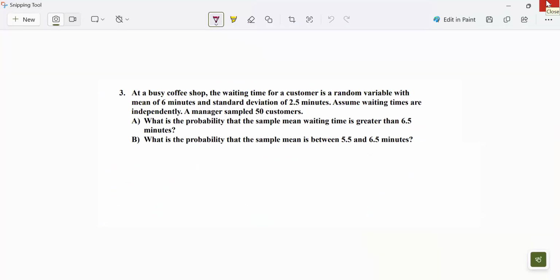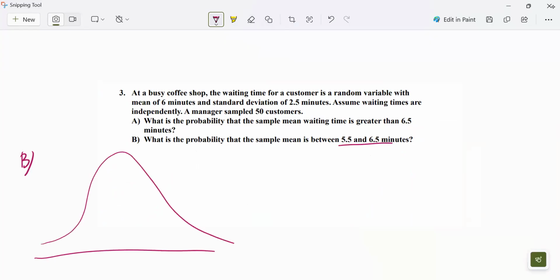So for the second part, one more time, very similarly, the keyword here is between 5.5 and 6.5. So I'm looking for the area in between. Again, put the population mean in the center, 6. This is 5.5, this is 6.5, and we want the area in between.